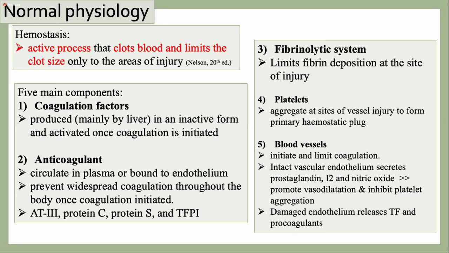Do not forget platelets, which aggregate at the site of vessel injury to form the primary hemostatic plug. Our blood vessels are also important in initiating and limiting the coagulation cascade. When there is an intact vascular endothelium, anticoagulants have more action, such as prostaglandin and nitric oxide, since they promote vasodilatation and inhibit platelet aggregation. But if there is damage to the vascular endothelium, there will be release of tissue factor and other procoagulants.